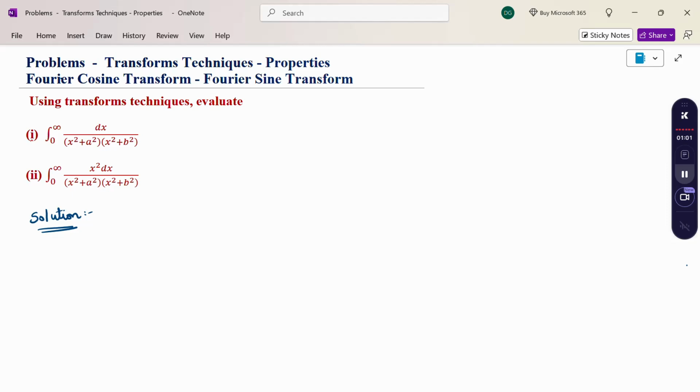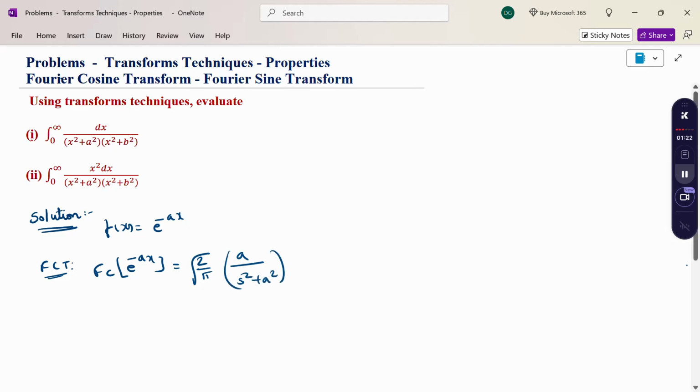Therefore, now when the function of x is e power minus ax, what is the value of the Fourier cosine transform of e power minus ax? Then it is square root of 2 by pi into a by (s square plus a square). This result, how to get it? I have uploaded an earlier video, just refer to it.